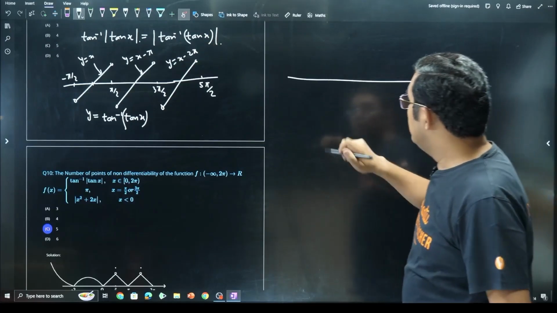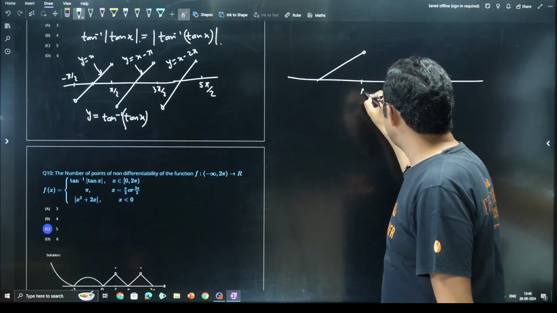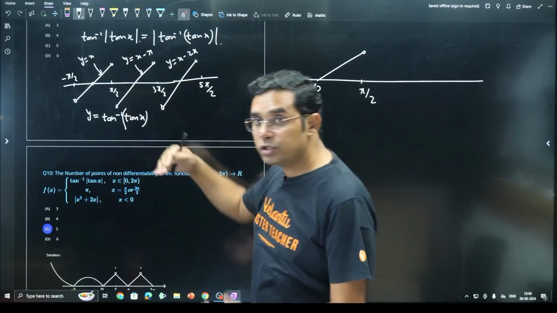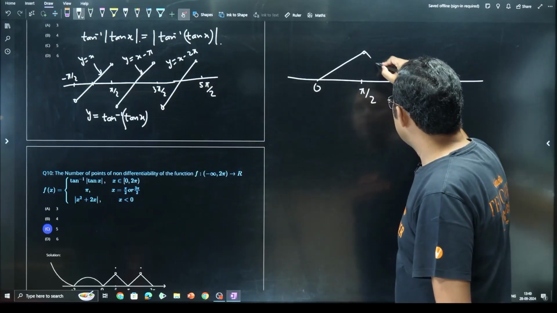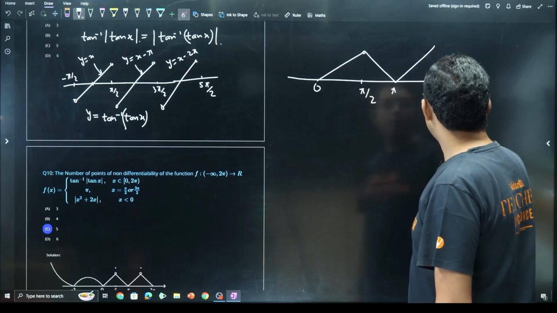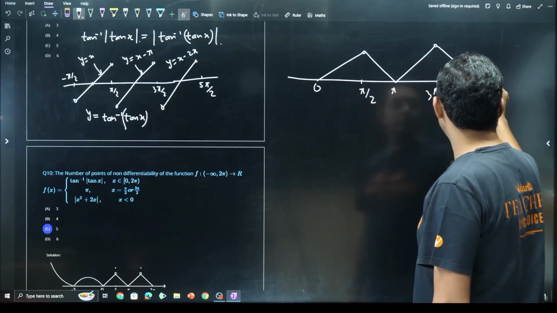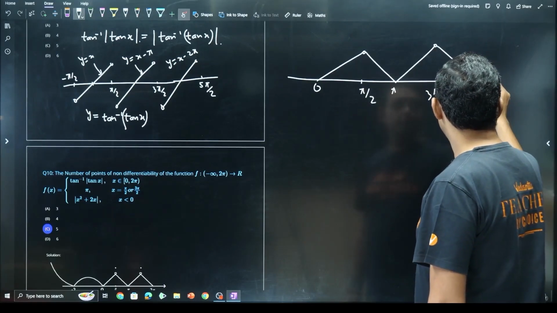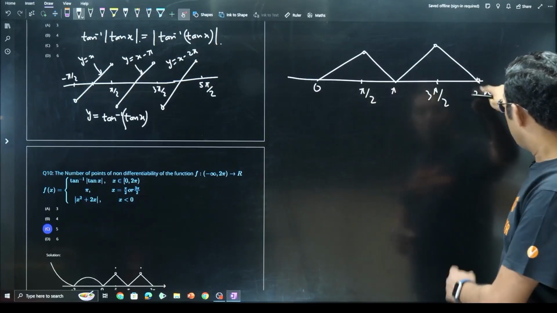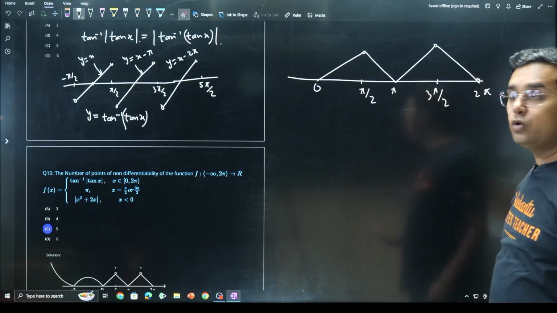So here we can see from 0 to pi by 2, the graph will be like this. And then after that, because mod is there, the portion that is below the x-axis will move like this till pi. Similarly, pi to 3 pi by 2, it will be like this. And then after 3 pi by 2 to 2 pi, it will be like this. But in the question, you can see at 2 pi we have an open bracket, so it will not be defined, or it should be an open circle, an open point, at 2 pi.